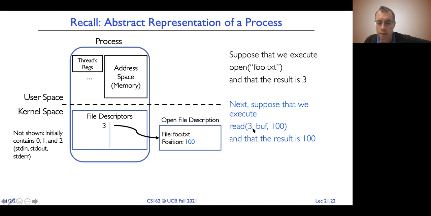Right, and then this is going to read from file descriptor 3 and into this buffer, and you are going to copy the data from position 100 in the file. So from position 100 of the file identified by descriptor 3, read data into this buffer.